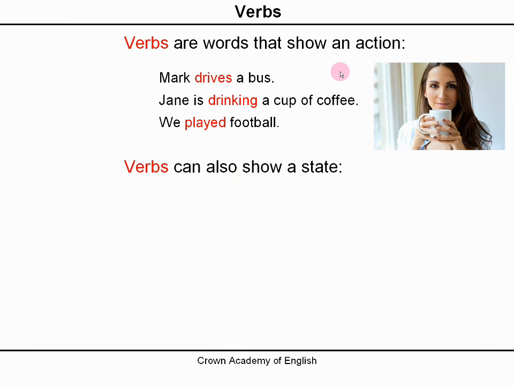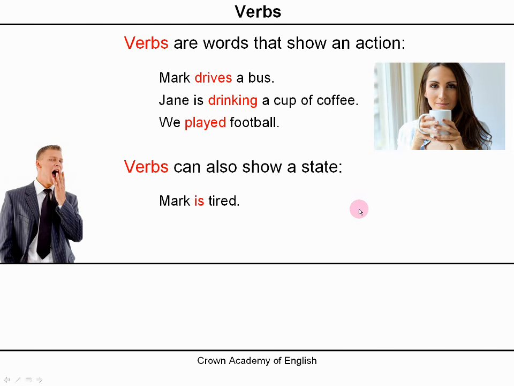Verbs can also show a state. For example, Mark is tired. So it's not an action, it is describing an emotion or the state of Mark. Jane was angry. I feel ill. So it often describes the state of the subject. We can see, so we're describing the state of Mark, who is the subject of the sentence.